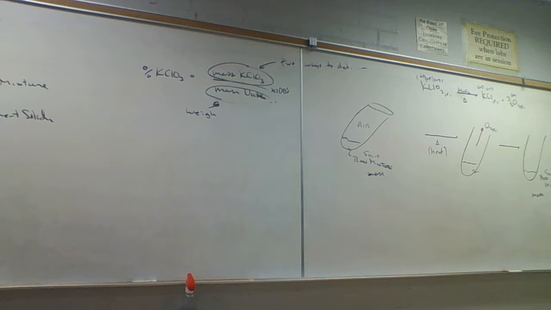The only difference between the two solids is the oxygen atoms are no longer trapped in the solid. The oxygen has escaped out there. The difference in mass here is going to be how many grams of oxygen we just lost. We're going to lose some mass. How much mass? The oxygen's mass. So if we have the mass of O2, we can go from mass of O2 to moles of O2 to moles of KClO3.